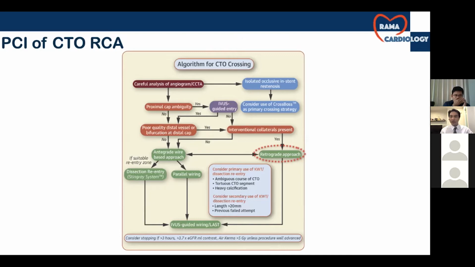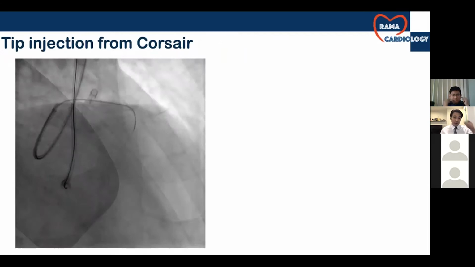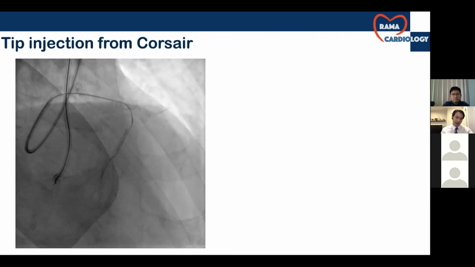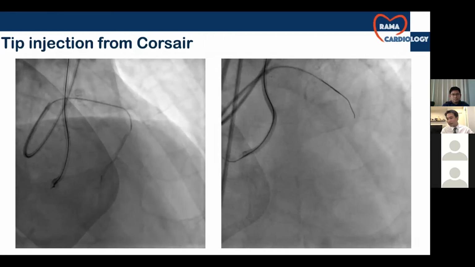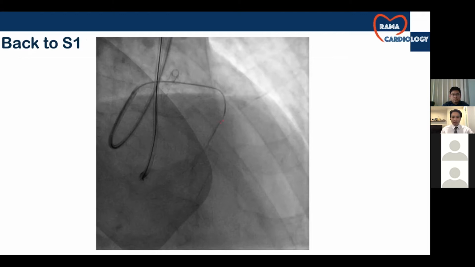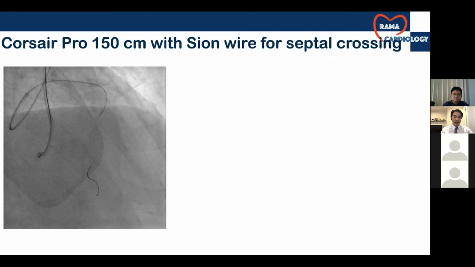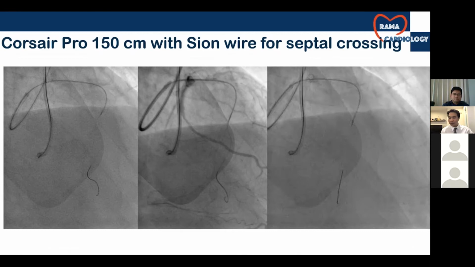So this is the angiogram of the left. You can see multiple septal collaterals here. First, I tried the first septal branch, but I could not see a good connection of the septal collateral to the RCA. I tried to move to the second or third septal branch, but I could not engage that branch with the wire. So I moved back to the first septal branch. I tried to use this branch because this one is more likely to connect to the distal RCA. So I used a Corsair Pro 150 cm with the Sion wire for the surfing. You can see the wire can go to the distal RCA, not so difficult.